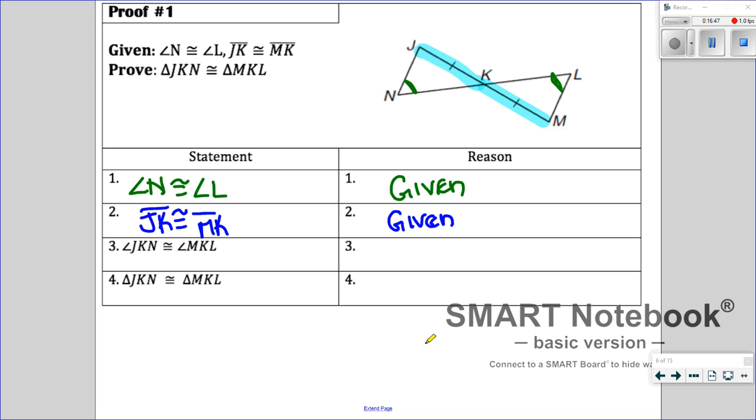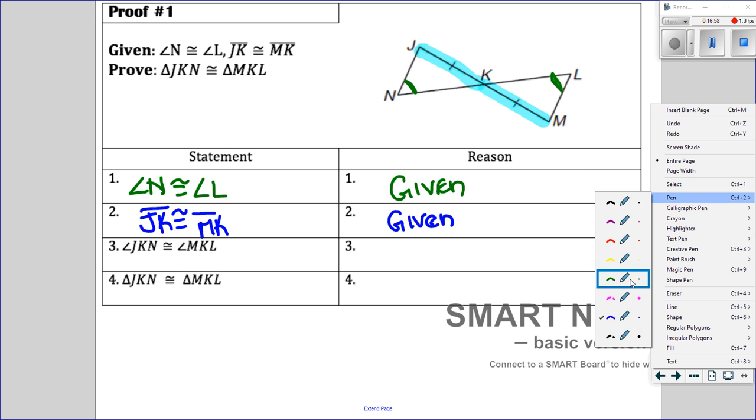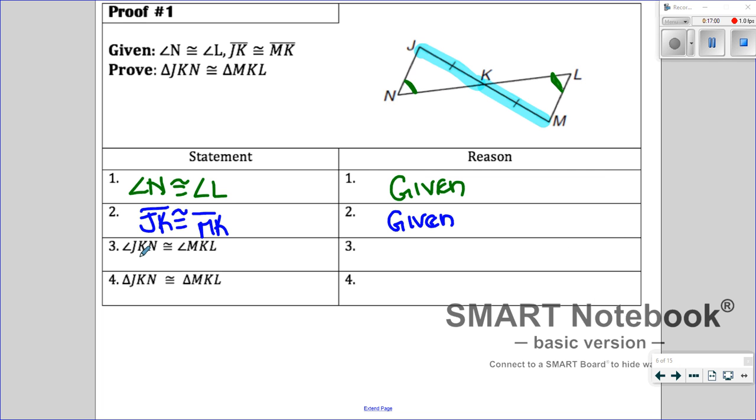All right, so now they gave us angle JKN. I'm going to use the pen for that. So angle JKN is congruent to MKL. And what's the reason for that? Look what's happening. You've got two lines intersecting at a common point, and opposite angles are created. So they're congruent because of the definition of vertical angles.